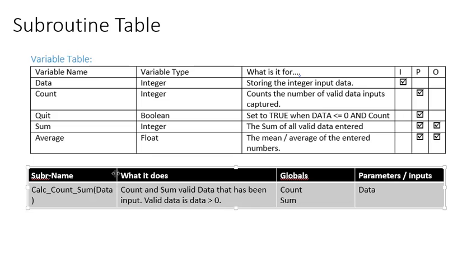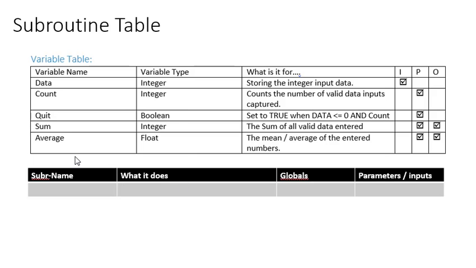Alright, so let's just make our subroutine table a bit wider. So my procedural subroutine name is going to be calc count sum, and in brackets it will have the value of data. It's going to use data as the input parameter.